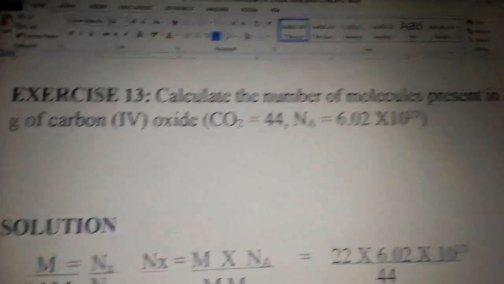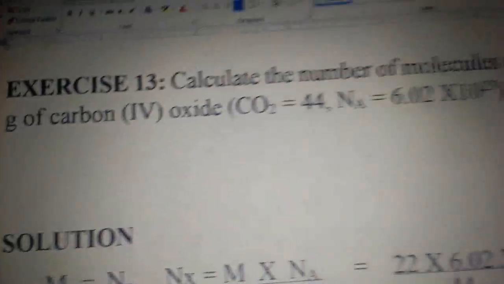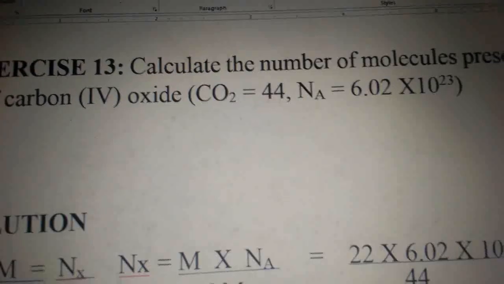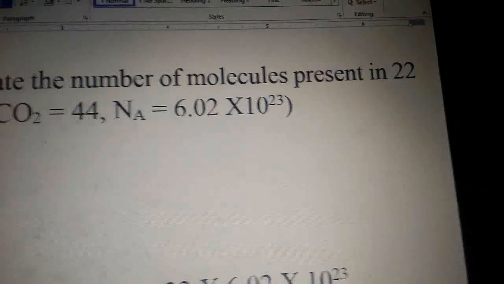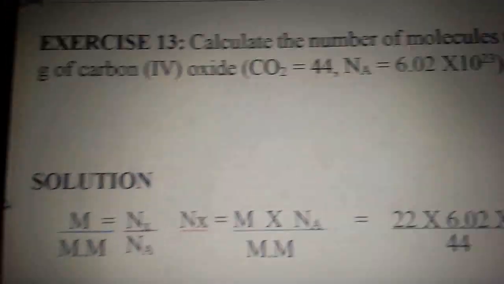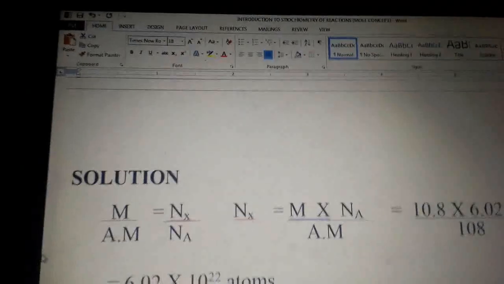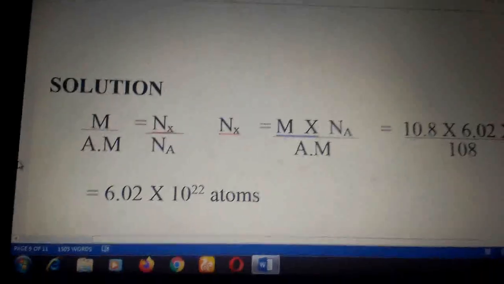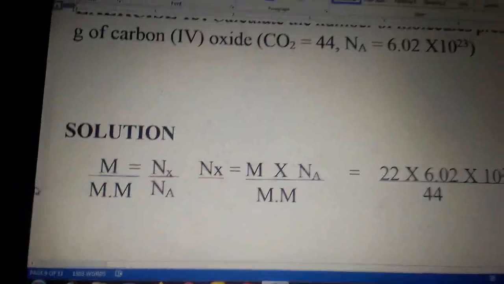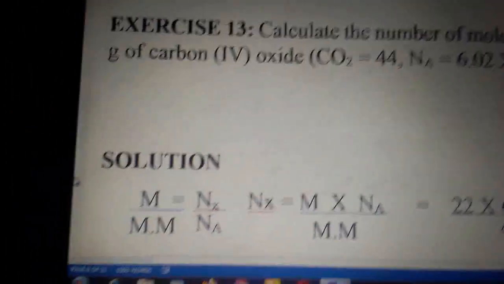Going to exercise 13, that says, calculate the number of molecules present in 22 grams of carbon(IV) oxide. We are still looking for Ns, because that Ns could be the number of atoms, number of molecules, number of ions, or number of electrons. So the same or a similar formula applies. But in this case, we no longer use mass over atomic mass. We're going to use mass over molar mass, because the substance given to us, carbon(IV) oxide, is a molecule or a compound.